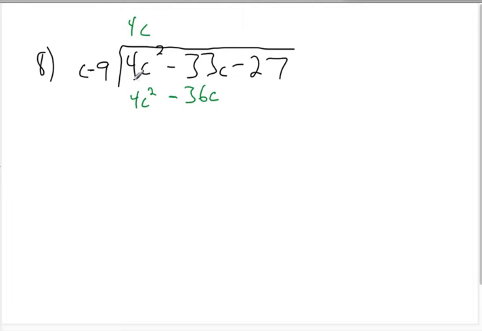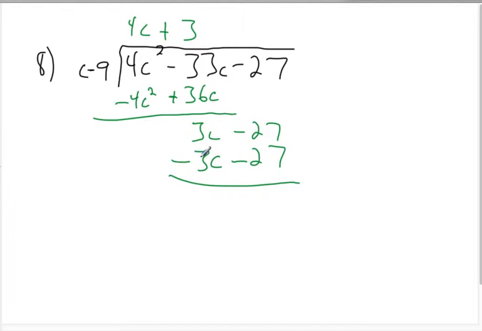36c. Now since we're subtracting all this, we're really subtracting this and adding that. So it ends up being 3c, and then we're going to bring down this minus 27. So now c times what is 3c, and it's 3. So we're going to multiply that again. So 3c minus 27. And when you subtract that, it's going to be the same, right? So we're going to get 0. So our answer is 4c plus 3. And you can always double check by multiplying this times that to make sure you are correct.